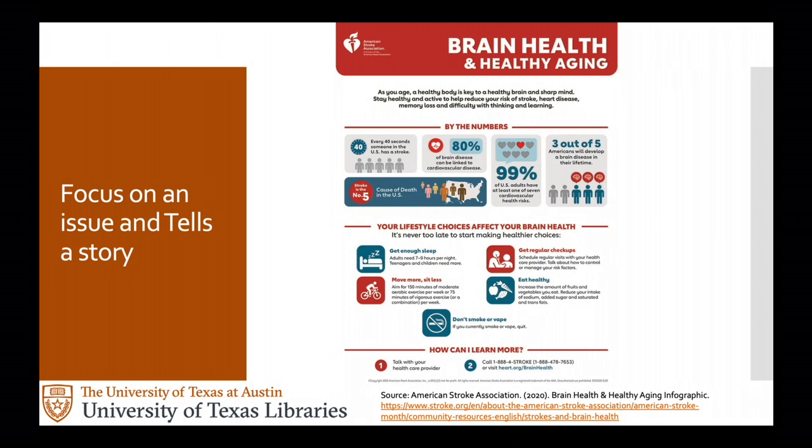The next section is read left to right, and it includes statistics. You'll note each section has a different function on this infographic. The next section is read in columns, and these are suggestions for healthier choices. And then the next section is read left to right, and it ends with how to learn more.